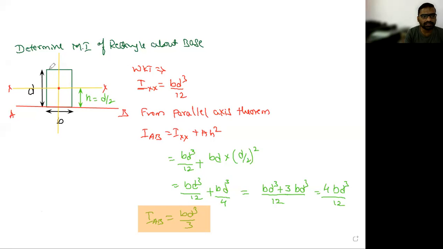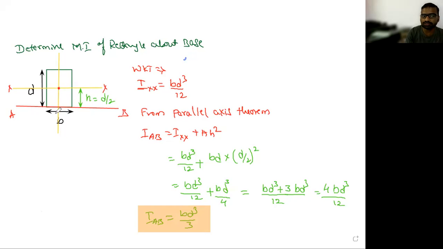So this is a rectangle he has given, correct? What is the size of the rectangle? B and D. Okay, so this x-axis is the centroidal axis. We know that I(x)(x) is equal to bh cube upon 12, correct? Everyone? Yes, sir. Okay, so I want to shift the moment of inertia from the centroidal axis to the base. He is asking about the base, correct?